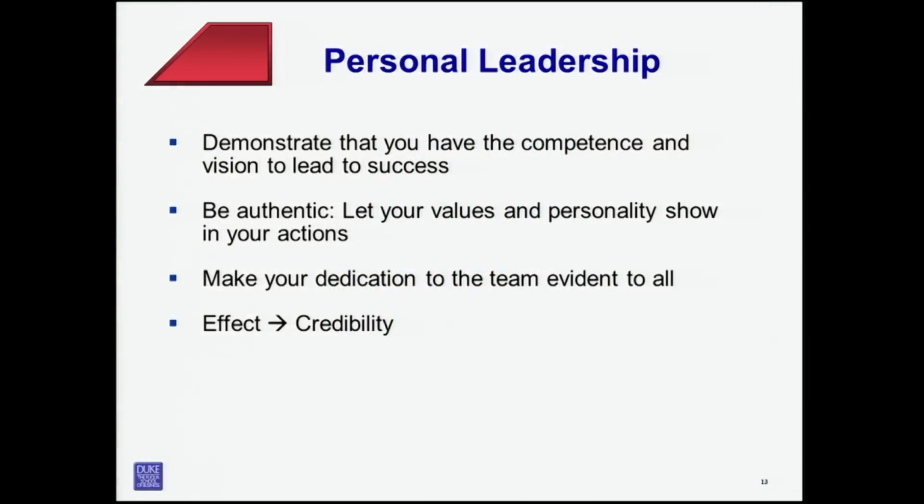And that's not bad. Let's go to the next slide. So what are the dimensions of personal leadership? And I've kind of alluded to them. The first one is to convey to those that you're leading what the basis of your competence is, that you actually do know what you're doing.